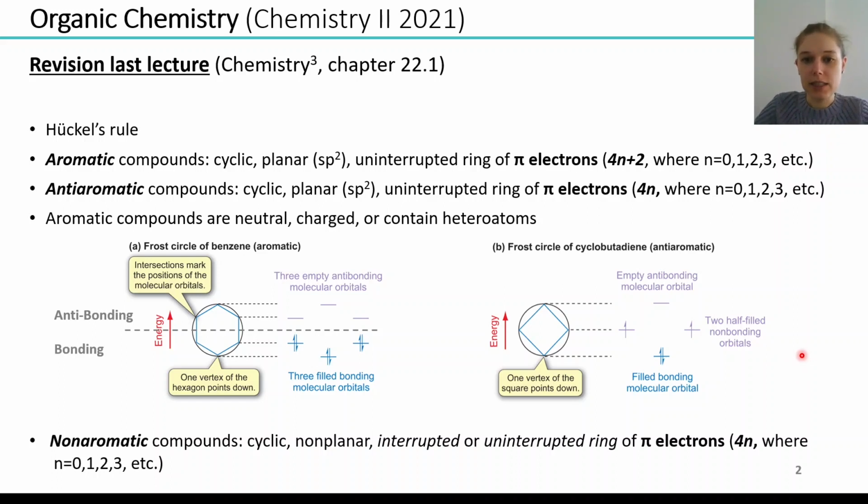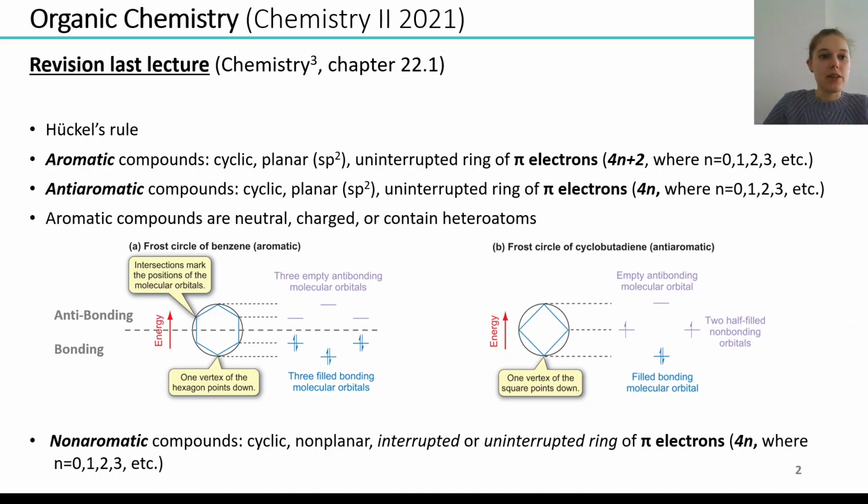And after filling the orbitals with electrons, we see that we end up with one completely filled bonding molecular orbital, and additionally with 2 half-filled non-bonding orbitals. That means for cyclobutadiene, we have 2 unpaired electrons in the system. And here we can see already the difference. Benzene is very stable. Conversely, cyclobutadiene tends to react very fast in order to pair these 2 unpaired electrons.